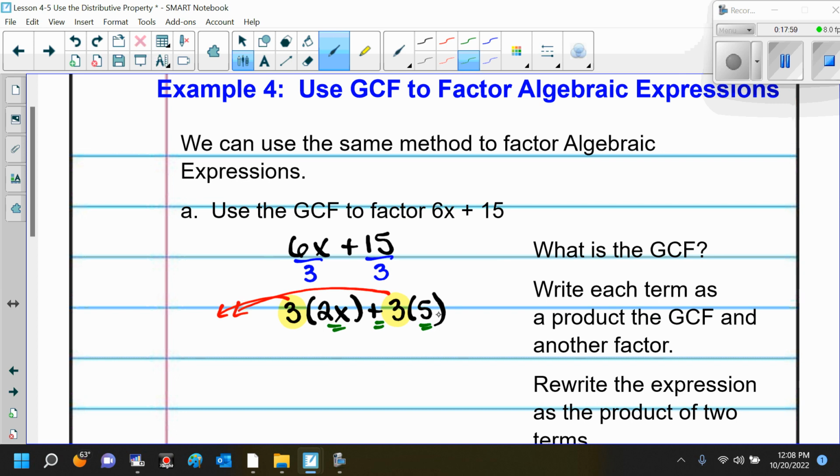Is everybody with me? All right. So when we rewrite, we've got the 3 on the outside. And that's going to be times the quantity 2x plus 5.